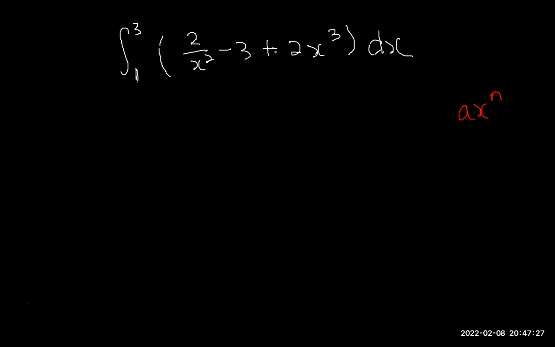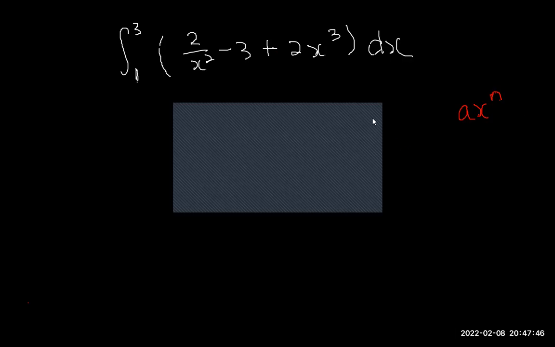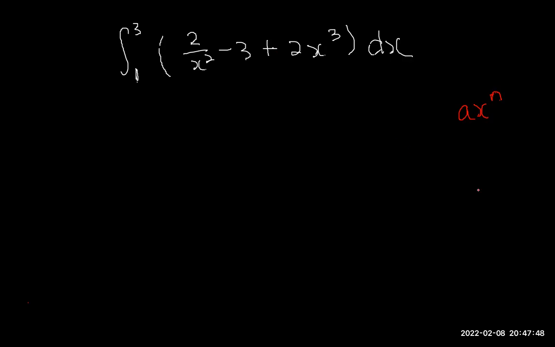You can't forget the basics and attempt more complex questions. You'll be confused and probably get it wrong. It doesn't matter how complex a question looks, just remember your basics. You cannot integrate unless it's in this form, ax to the n. Don't forget that. 2 on x squared is not in this form.